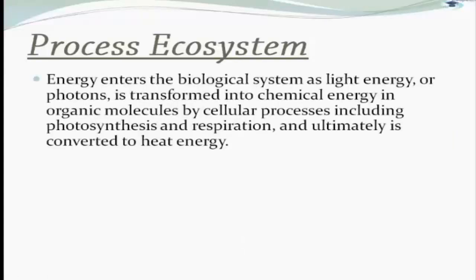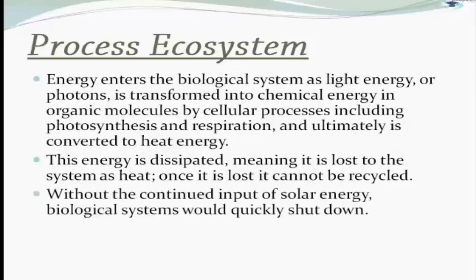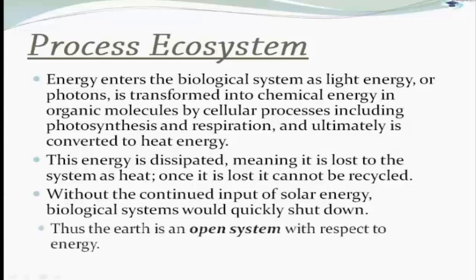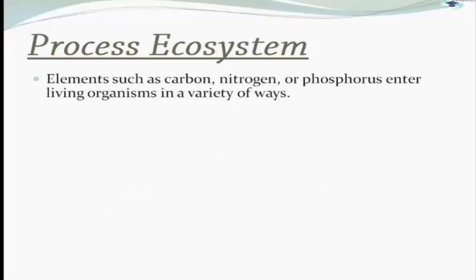Energy enters the biological system as light energy, or photons, is transformed into chemical energy in organic molecules by cellular processes including photosynthesis and respiration, and ultimately is converted to heat energy. This energy is dissipated, meaning it is lost to the system as heat. Once it is lost, it cannot be recycled. Without the continued input of solar energy, biological systems would quickly shut down. Thus, the Earth is an open system with respect to energy.